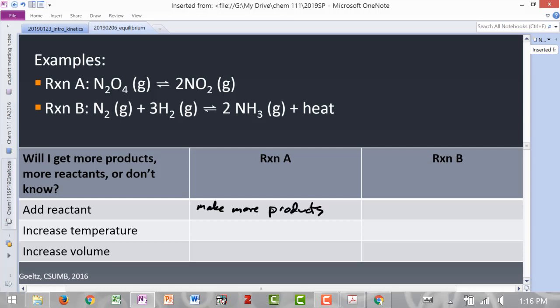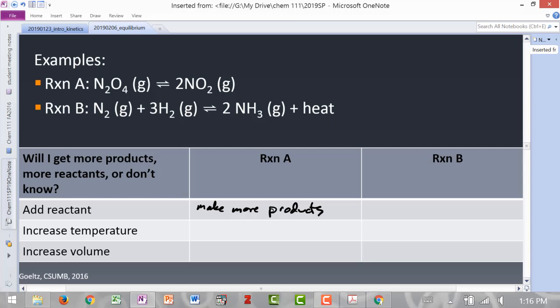I had a reactant, I'd have too much now, and I have to get rid of some. I'll do that by making products. What about reaction B? Nitrogen, N2, plus hydrogen is in equilibrium with ammonia and heat. This is probably the reaction that is done more than any other reaction in the entire world. It's how we make fertilizer, petroleum. It's how we feed ourselves, better or worse.